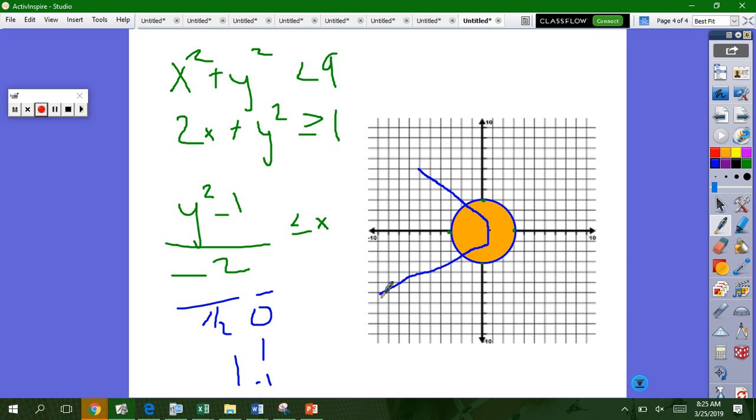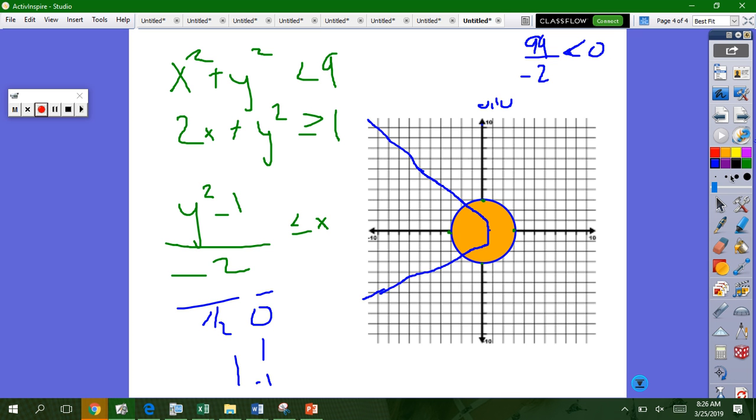Okay? Now, let's pick a point. Can I use 0, 0? It's kind of hard to tell because I have that other shading on there already. So I'm going to pick a very distinct point, 0, 10. Here's my point, 0, 10, and then these extend on like such. So I'm going to plug 10 in for y, 0 for x. So 10 squared is 100. 100 minus 1 is 99. Divided by negative 2, is that less than 0? Is that true or false? It's true, isn't it?